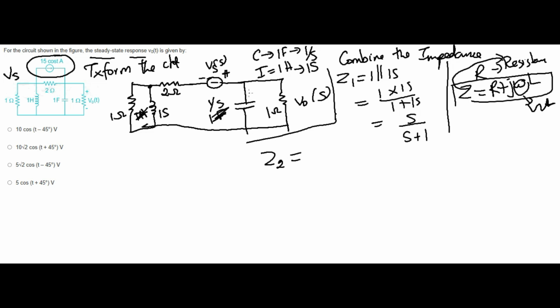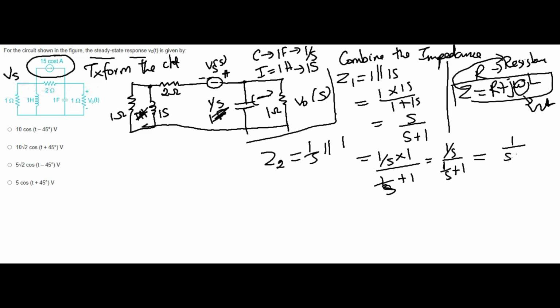Z2 is in this section. Here 1 by S is parallel with the 1. These two are parallel, right? So 1 by S parallel with 1 is equal to 1 by S into 1 divided by 1 by S plus 1, which is 1 by S divided by 1 by S plus 1. Finally with substitution you get 1 divided by S plus 1. Otherwise, 1 plus S divided by S, the S cancels, giving 1 by S plus 1. That's all.